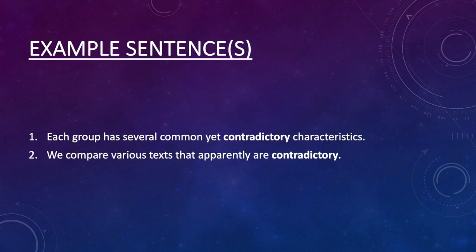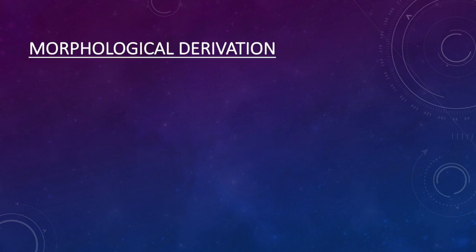And here are some example sentences for the word contradictory. Number one, each group has several common yet contradictory characteristics. Number two, we compare various texts that apparently are contradictory. And let's look at some morphological derivation for the word contradictory.